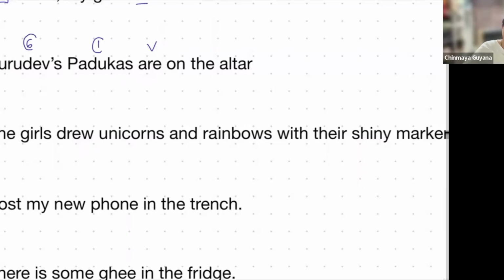On the altar. On the altar will be 7. Now let's talk numbers. How many of Gurudev? 1. How many padukas? Padukas means slippers. You know the slippers that the Guru wears is called padukas. How many padukas? Normal people have 2 feet, so they'll have 2 padukas. Right? So Gurudev's padukas is duo, 2. On the altar. How many altars in this sentence? 1. Singular. So far, so good?